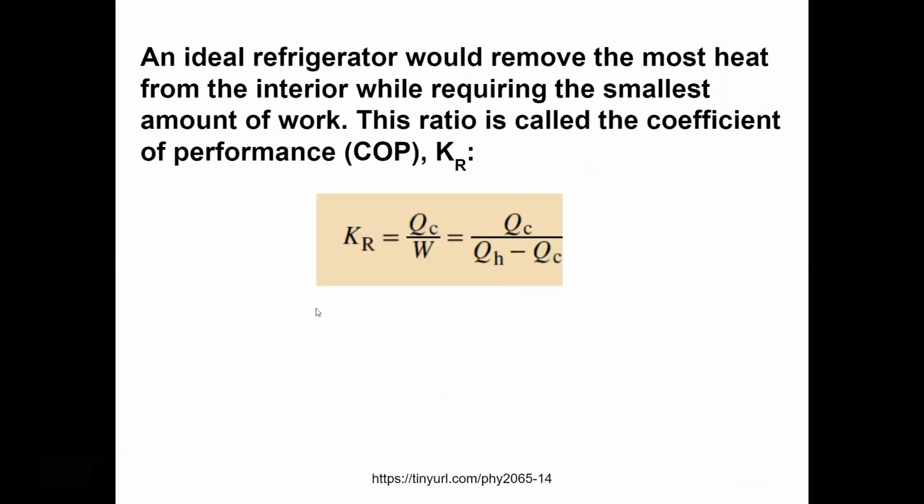All right. Now for a refrigerator, you pretty much are interested in how much heat it can remove given the amount of work needed. This is called the coefficient of performance of the refrigerator, COP, or K sub R. That's equal to the amount of heat that can be removed given the amount of work needed. So QC over W is the coefficient of performance for a refrigerator. Now, W can also be written as QH minus QC. So COP or K sub R can be written as QC over QH minus QC.